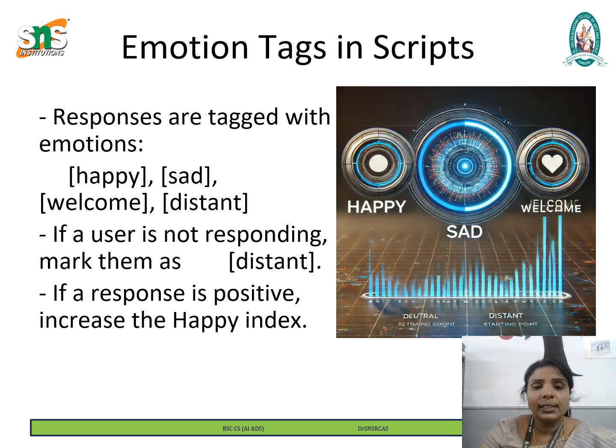Fourth one is distant. If the student does not respond or remains disengaged, they should be tagged as distant. This could indicate a lack of interest, distraction, or hesitation to participate. So monitoring distant responses can help identify students who might need engagement or a different approach to boost engagement. By applying these emotional tags, instructors can better understand students' reactions and adjust their teaching style accordingly. Increasing the happy index when positive responses are received allows for a measurable way to track students' engagement and overall classroom morale.